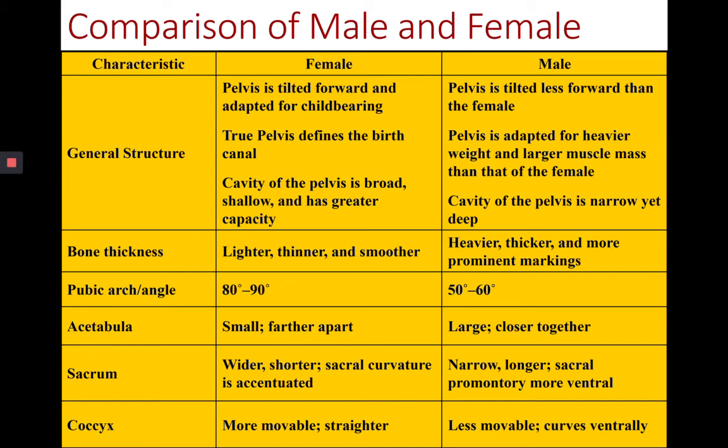But the biggest giveaway, if you're just looking at 2 different pelvi in order to determine which one's male and which one's female, is going to be the angle of the pubic arch. The angle of the female pubic arch is larger than the angle of the male pubic arch, and I'll show you an image in just a moment. Also, the acetabula are small and farther apart because of the angle for the female pelvis versus large and closer together because of the angle for the male pelvis. And the coccyx in the female pelvis is going to be a little bit more movable, straighter, so it's not in the way of the true pelvis or the birth canal in order to allow for childbirth.